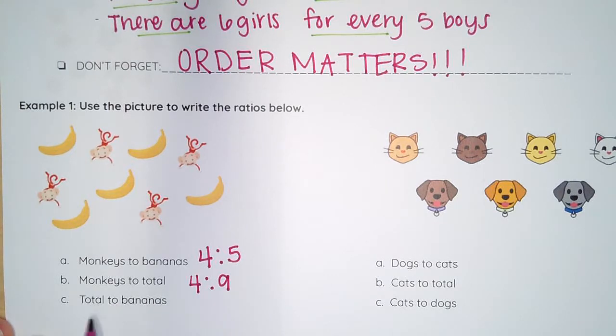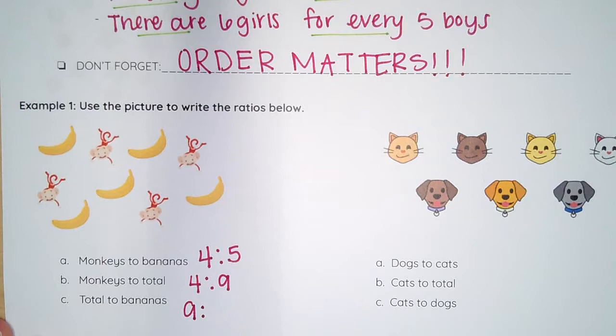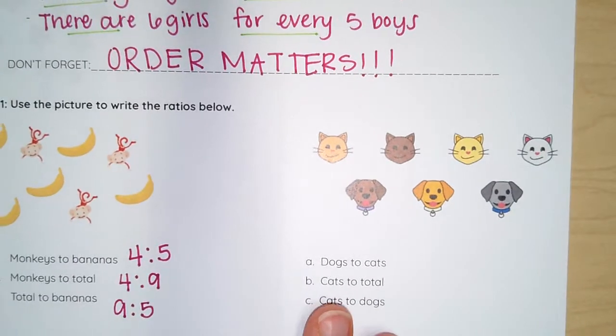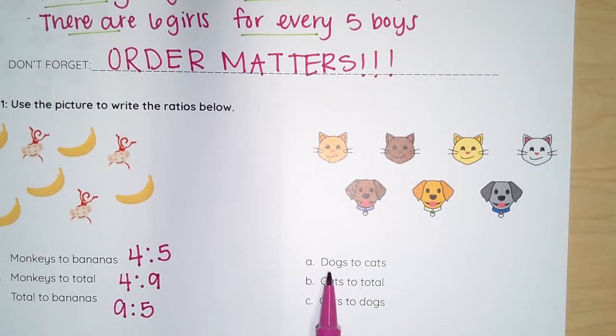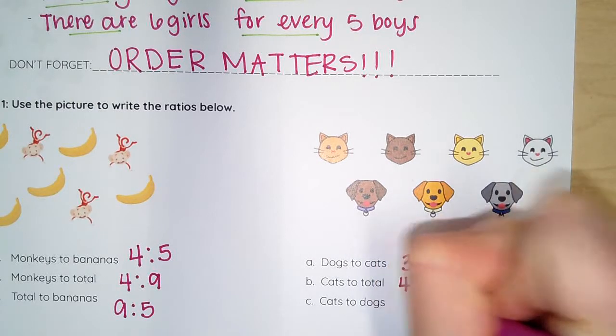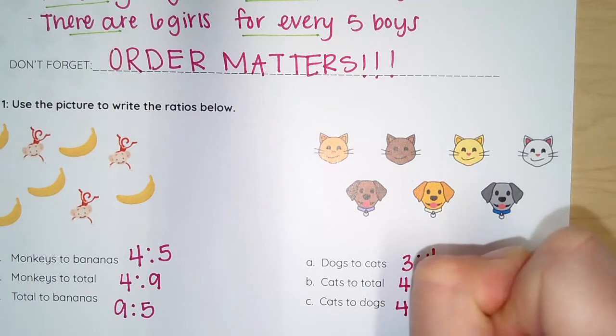And then lastly, we have total to bananas. Again, I still have that 9 total, 9 to how many bananas? We have 5. So we would say for every 9 objects, there are 5 bananas. Why don't you take a look at the dogs and cats? What would my ratio be for dogs to cats, cats to total, and cats to dogs? Great. Well, there are 3 dogs to 4 cats, 4 cats to 7 total, and 4 cats to 3 dogs.